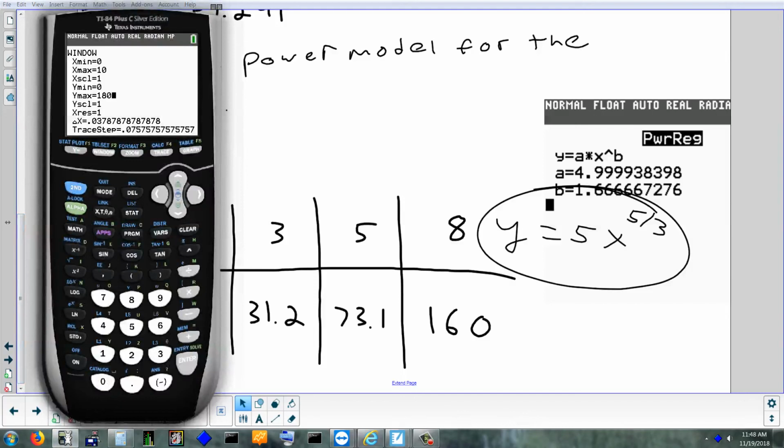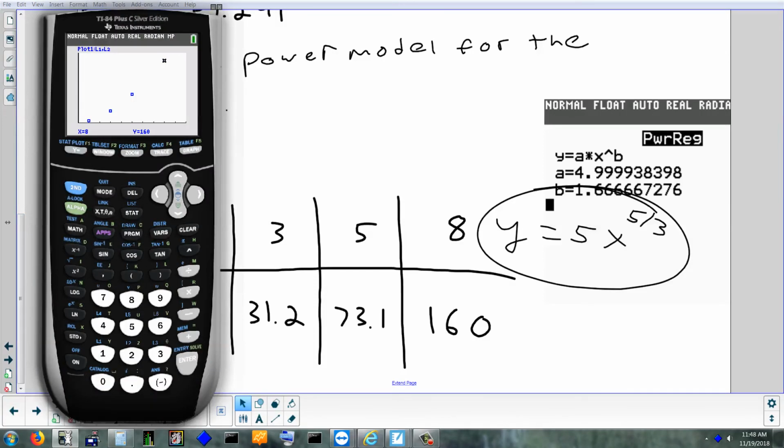And I haven't typed in this equation yet. All I'm doing is graphing the dots. So if I hit graph, there's 4 boxes, each box representing one of the coordinates. If I trace 1, 5, 3, 31.2, 5, 73.1, 8, 160. It's just the 4 dots.